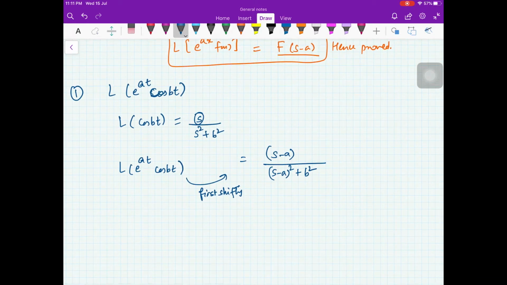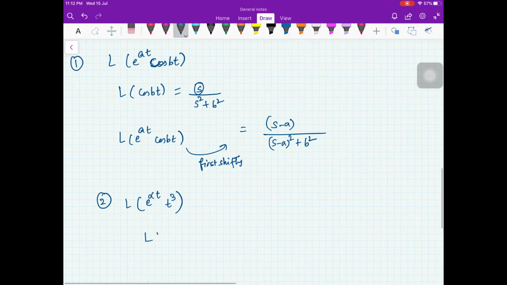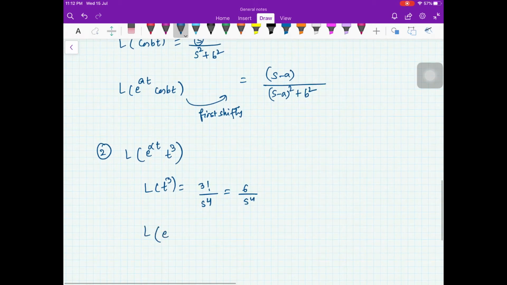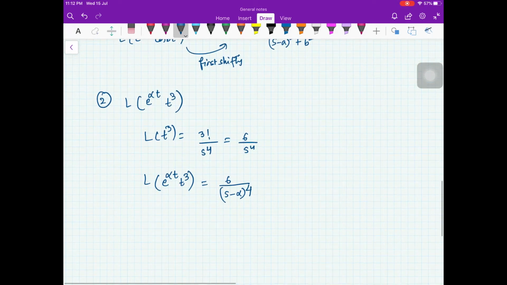So suppose if I give you this question that you have to find out L of say e raised to power alpha t times t cube, what will be that, right? You can do that very easily. So you know that L of t cube is 3 factorial upon s raised to power 4. So this is 6 upon s raised to power 4. Now because on the left hand side I am multiplying with e to the alpha t, right? So you have to replace on the right hand side s with s minus alpha. So you have (s minus alpha) raised to power 4. So this is how you do the questions.